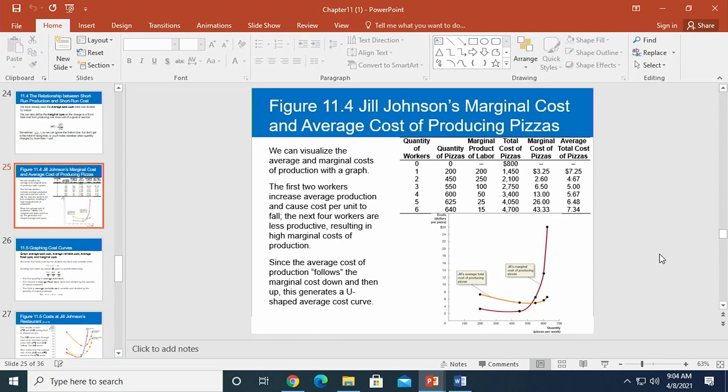So these basically have the opposite relationship. Because we're paying each worker the same amount of money, and each one, after that first worker, is producing less and less, the cost of producing that next unit is becoming more and more expensive.